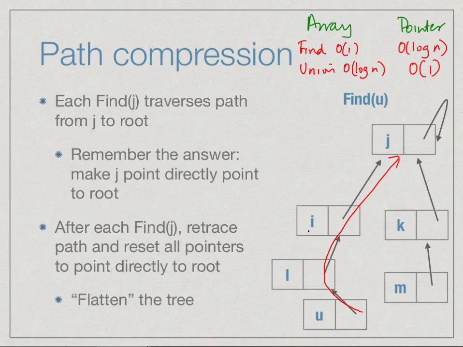So what we will do is the usual find of j. We will traverse the path and then go back from j to the root and say, now I know this is j, so let me bypass this whole thing and point directly to j. So I remove the earlier pointers.